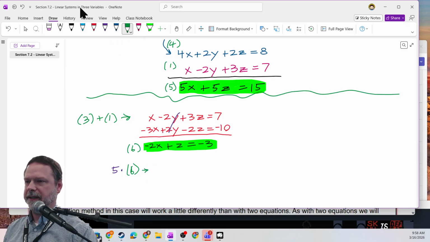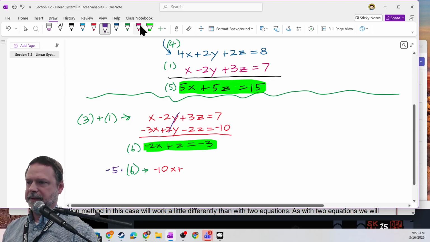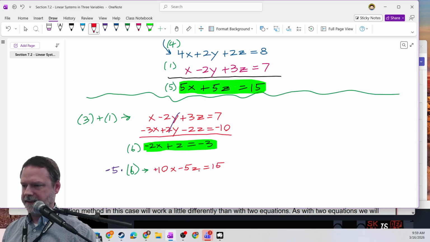Multiply everything here by 5, and we're going to get negative 10x. Oh, you know what? Let's multiply it by negative 5. Then I get positive 10x minus 5z equals positive 15. Then yet another equation I can play with.